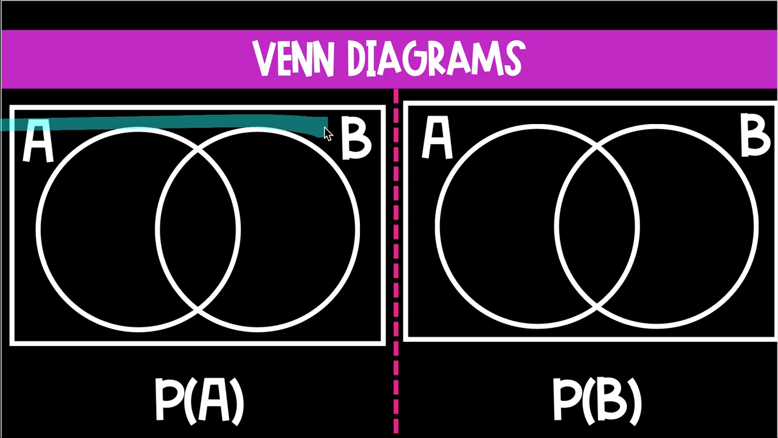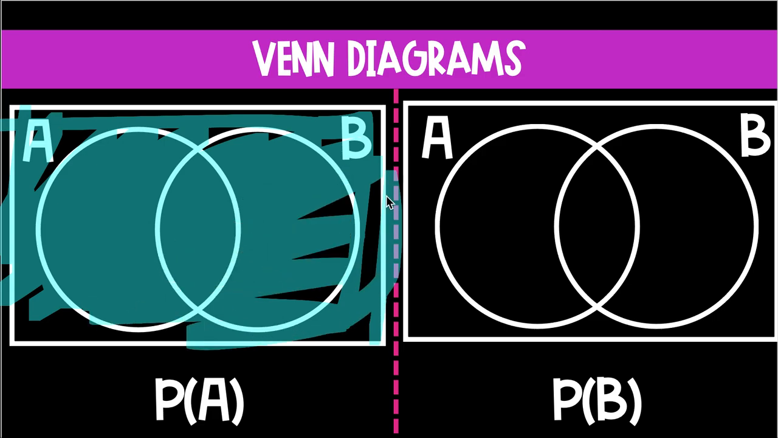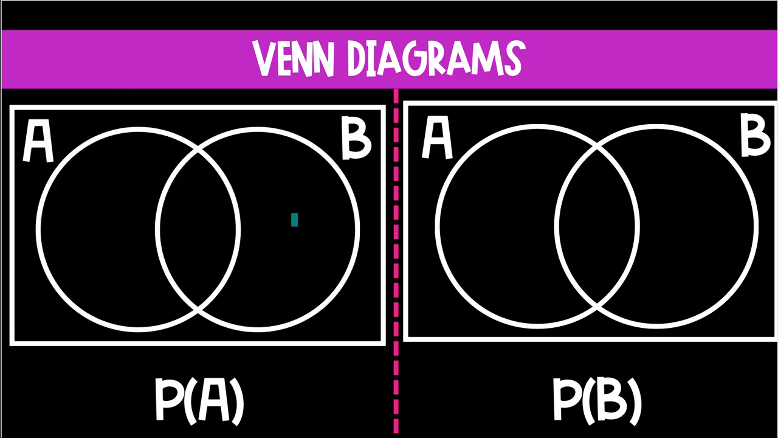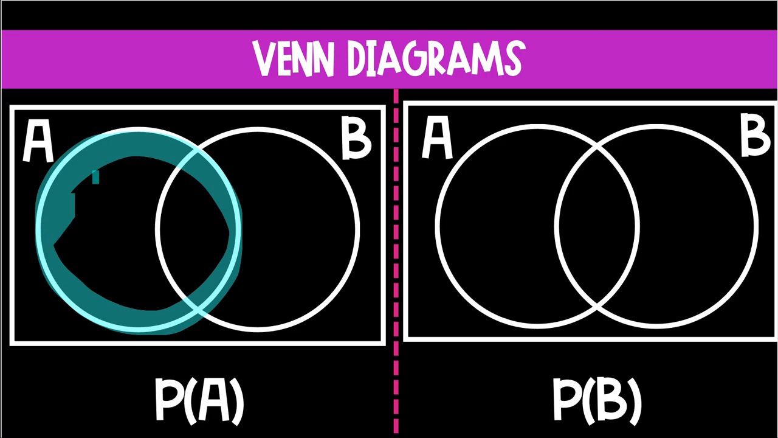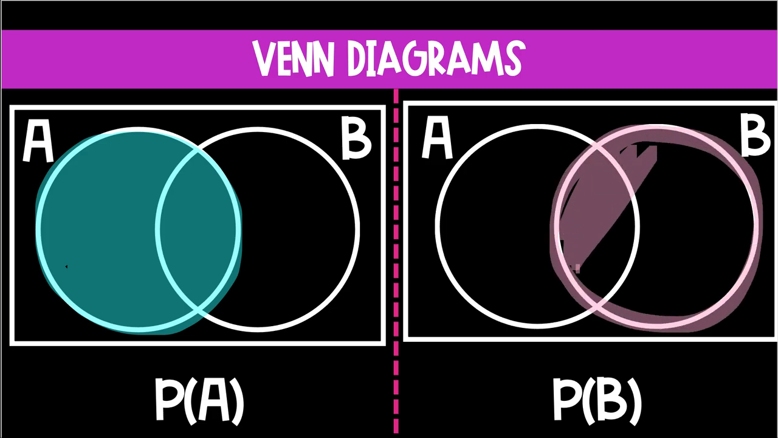Let's suppose the whole square is all of our sample space, all of the possibilities. Event A is the circle A, event B is the circle B. The probability of event A is just all of the possible outcomes that are inside of this circle. The probability of event B are all of the possible outcomes that are clustered inside circle B.